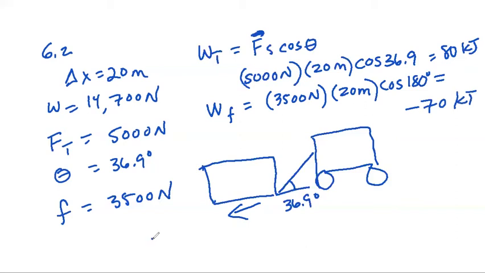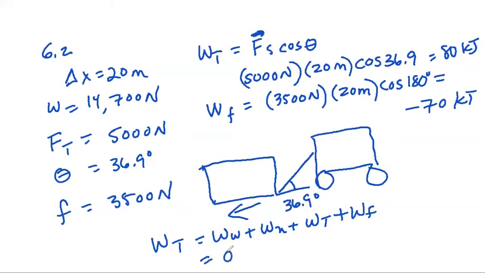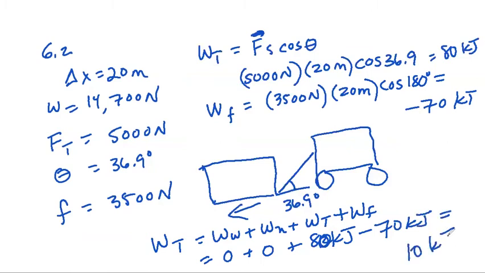So the total work equals the work from the weight plus the work from the normal force plus the work from the tractor plus the work from friction. That equals 0 plus 0 plus 80 kilojoules minus 70 kilojoules, and our total work here is going to be 10 kilojoules.